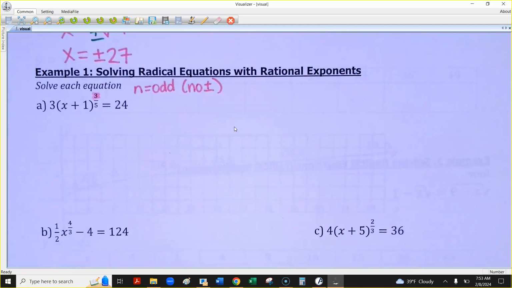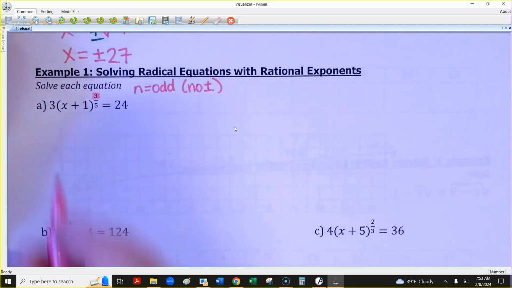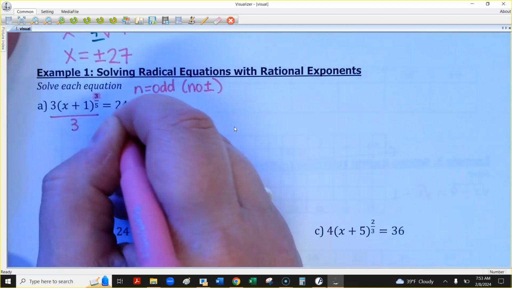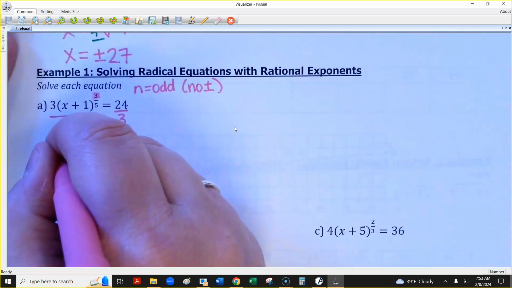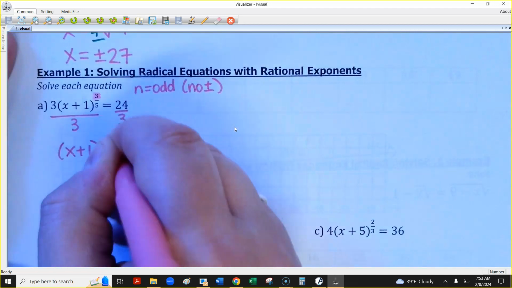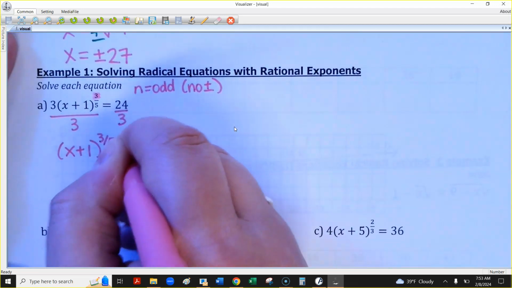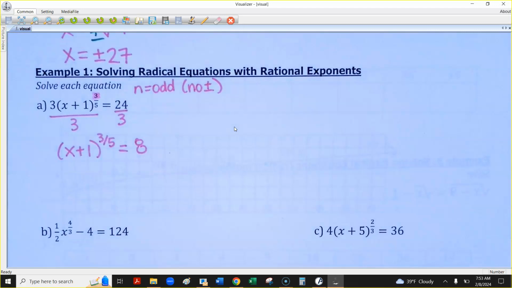What you do want to do first, though, real quick when you're working on this problem, is get that little set of parentheses being taken to that power alone. Do not distribute ever into parentheses that have any kind of exponent. You wouldn't write like 3x plus 3. Don't ever distribute into anything that's got an exponent in parentheses. You want to divide instead of distribute. All right, so I get x plus 1 here to the 3/5, and that would be equal to 8.